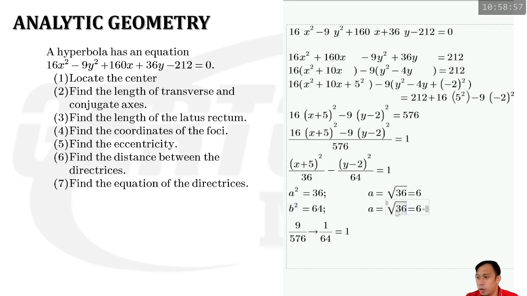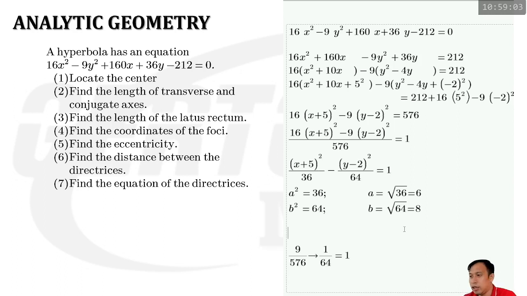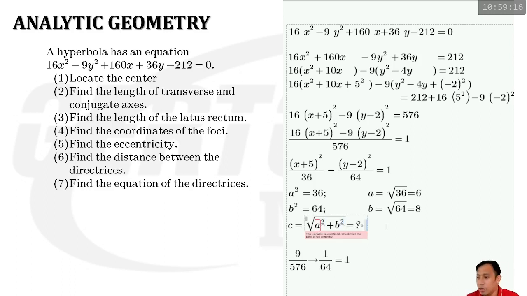So, b should be the square root of 64. Square root of 64 is 8. That's it. And to find c, the formula is c is equal to the square root of a squared plus b squared, since c is greater. But I forgot, the first thing we should solve is to identify the location of the center.